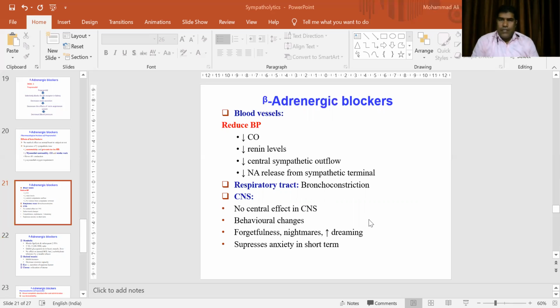Effect of propranolol in the CNS. Propranolol does not have a marked central effect in the central nervous system, but it may change behavior. It may induce forgetfulness, nightmares, and increased dreaming, and suppresses anxiety in the short term.